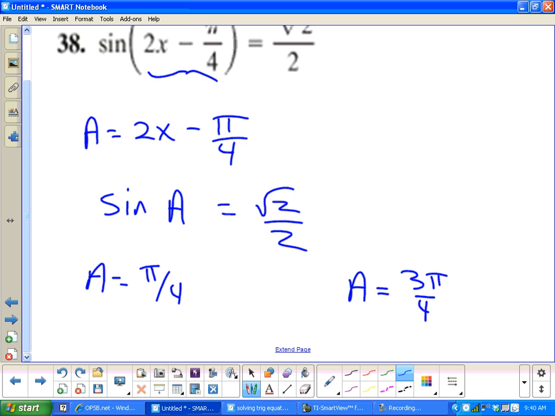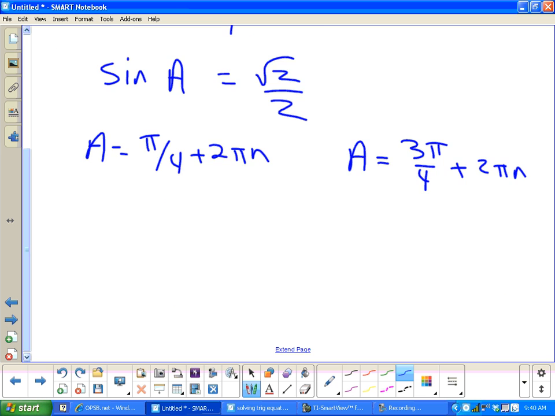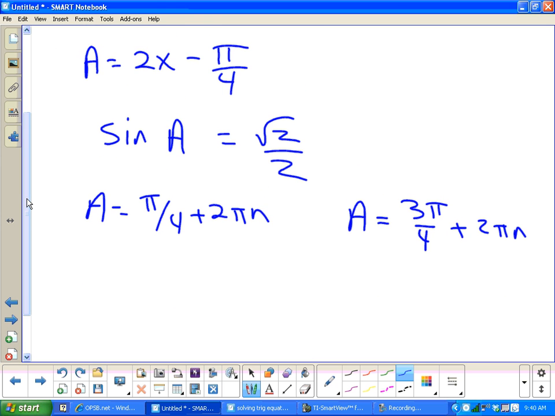Now we've got to do our general solution plus 2 pi n. And now we've got to face our problems. We've got to plug in for A. What are we going to plug in? Right. So 2x minus pi over 4 equals pi over 4 plus 2 pi n.